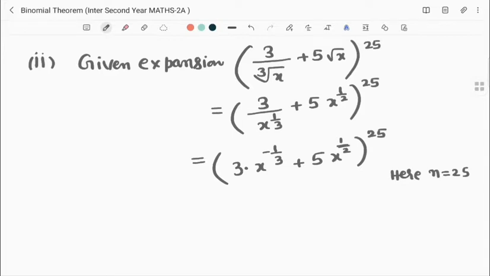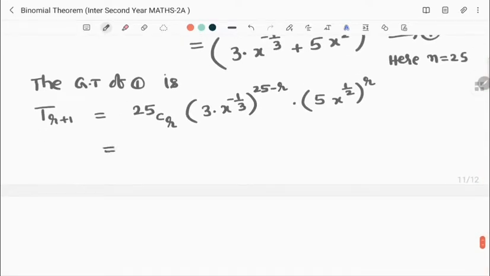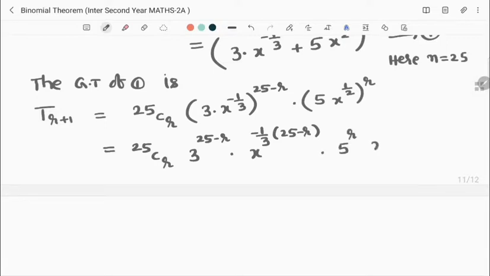To get the independent term of x, we need to calculate the general term. The general term of equation 1 is T(r+1). Here plus is there, no need to write minus 1 whole power r. nCr, that means 25Cr, (3 into x power minus 1 by 3) whole power 25 minus r into (5 into x power 1 by 2) whole power r. Now simplification: 25Cr 3 power 25 minus r into x power minus 1 by 3 into 25 minus r. Here we are applying (ab) whole power m means a power m into b power m, into 5 power r into x power 1 by 2 into r, that is r by 2.